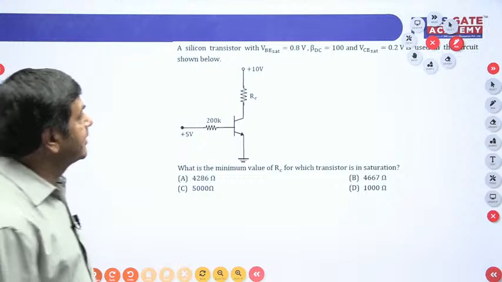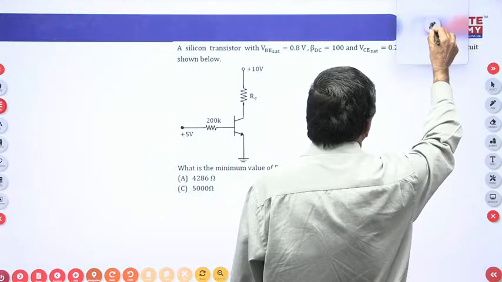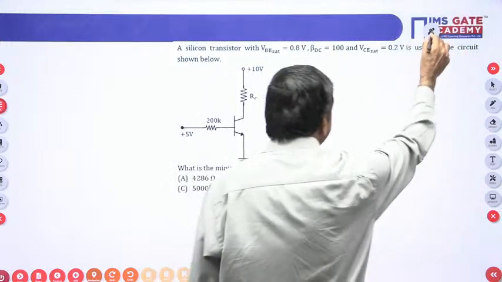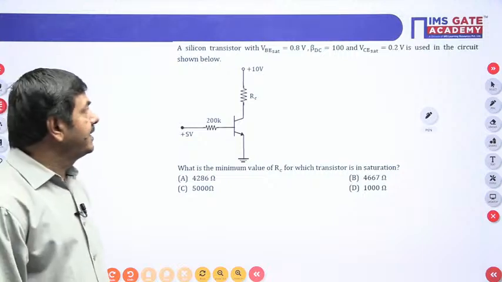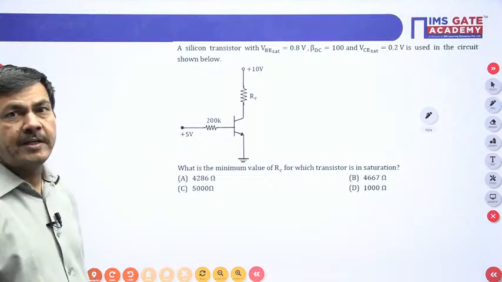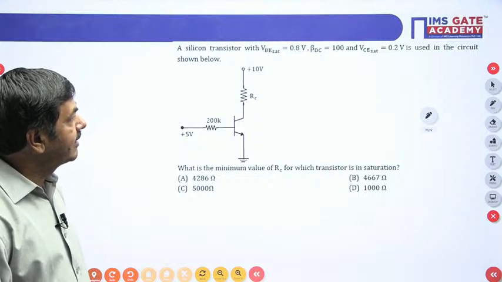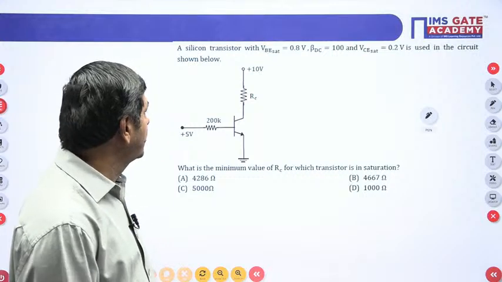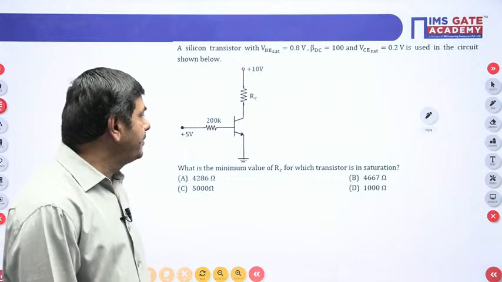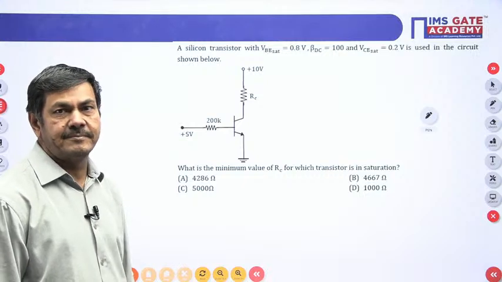This is the first question. Anybody can do this question? A silicon transistor with VBE SAT equal to 0.8 volts, beta DC equal to 100, and VCE SAT equal to 0.2 volts is used in the circuit shown below. What is the minimum value of RC for which the transistor is in saturation?